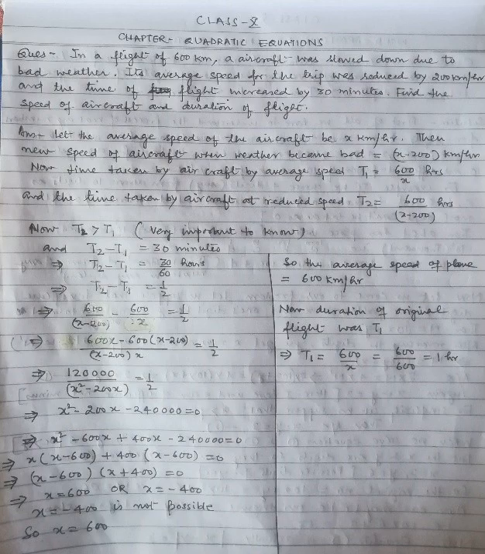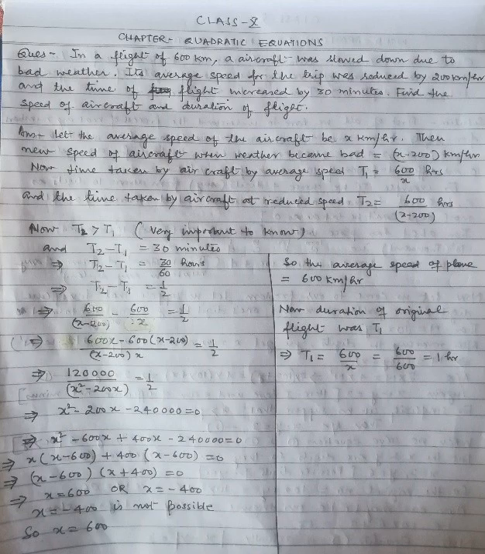Let the average speed of the aircraft be x kilometers per hour. This is our first supposition. Then the new speed of the aircraft when the weather became bad should be equal to x minus 200 kilometers per hour, because the speed was reduced by 200 kilometers per hour as per the question.